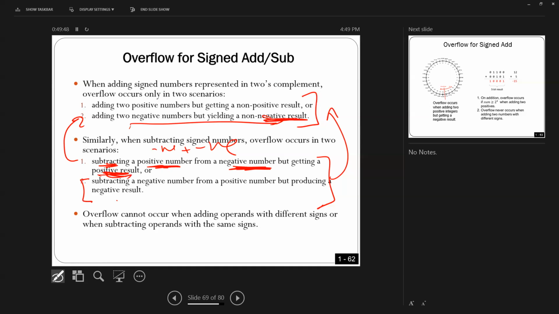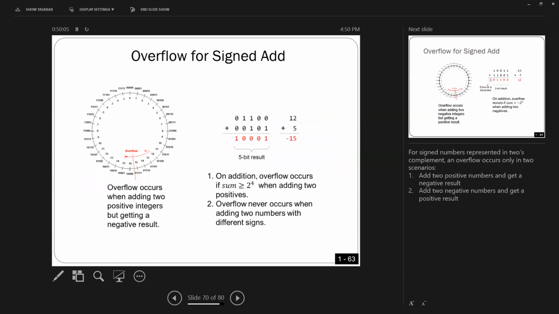Same thing here, guys, for subtraction. If you subtract a negative number from a positive number, so positive, and then you subtract negative, that means you add positive. So positive, you add positive, which is the first case here. And then you are going to get a negative result. Okay, guys? Okay. Just the same thing as I explained to you before, but here I also want you to better understand overflow.